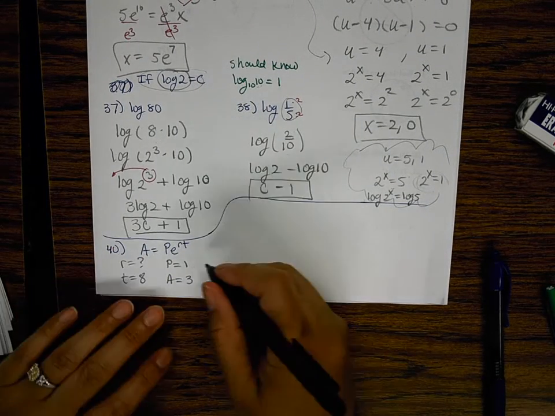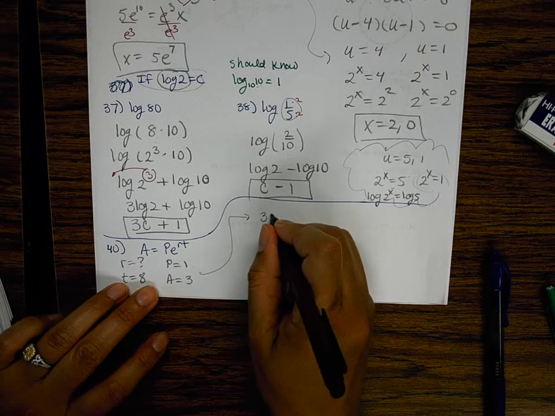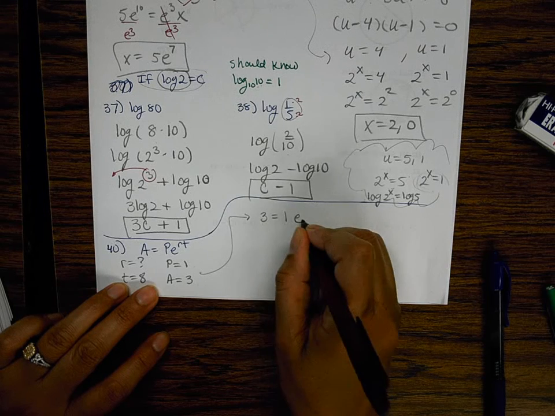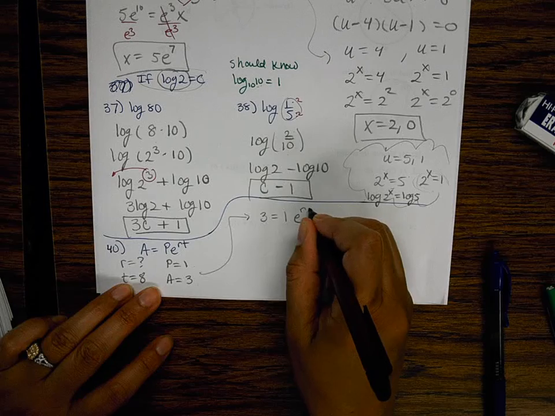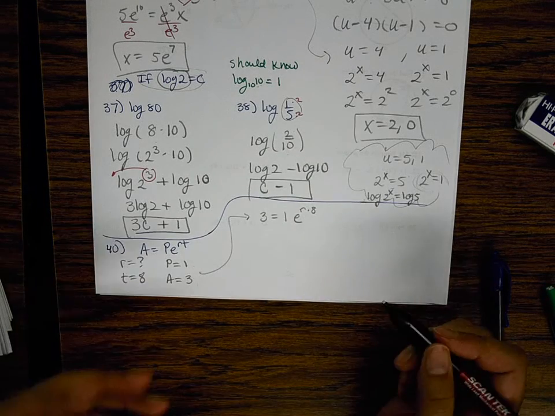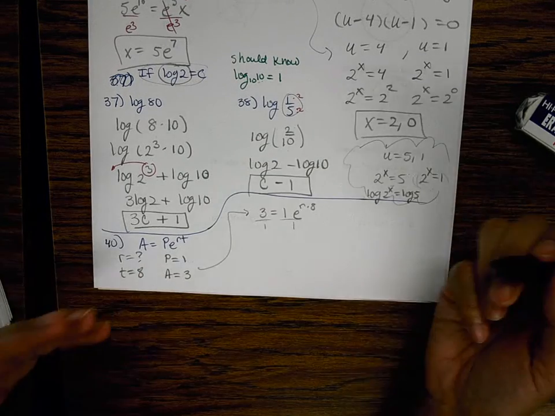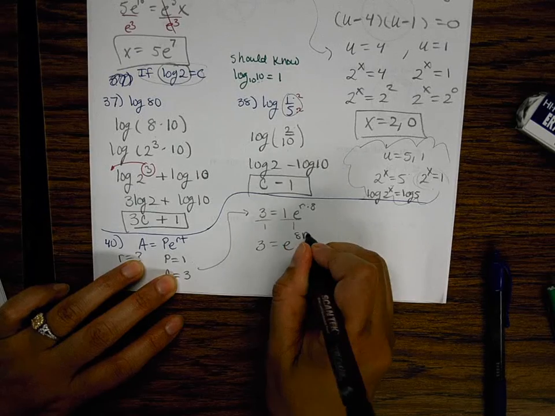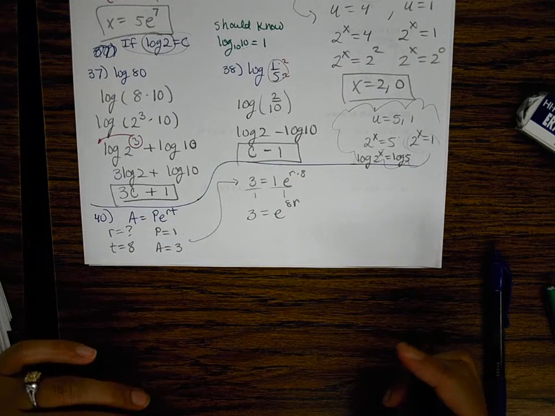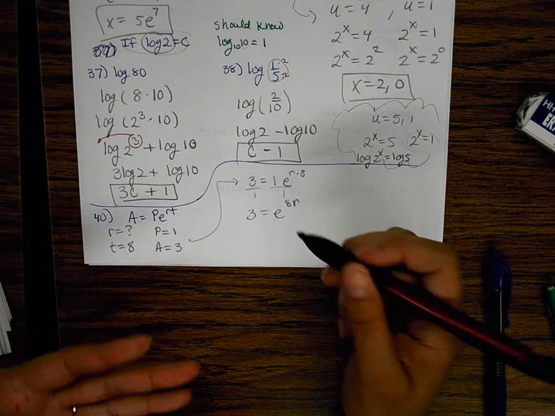Okay, we are ready to plug it in. A is 3, P is 1, e is just a number in your calculator, we don't know r, and t is 8. It's not necessary to divide both sides by 1 because 1 is a multiplicative identity, but I'm going to divide it. 3 equals e to the 8r. e is a number in my calculator, but I can't raise it to the 8r because r is a variable, and that's what I'm looking for.